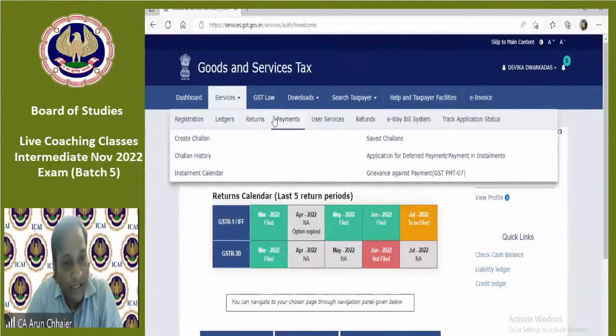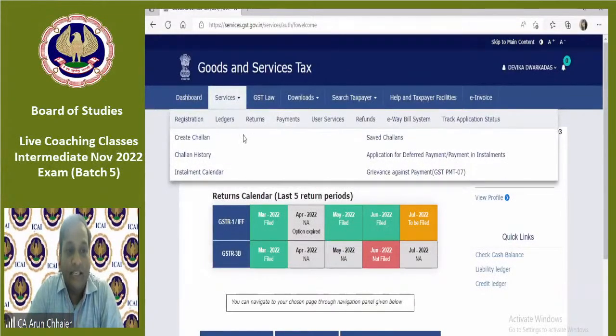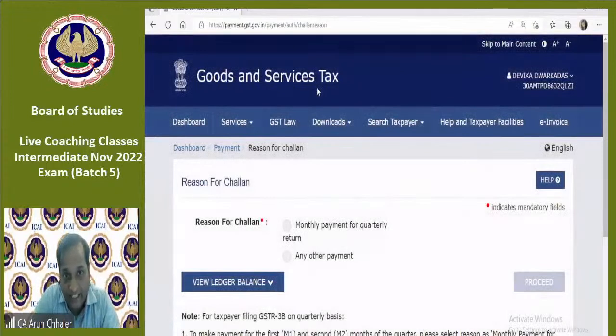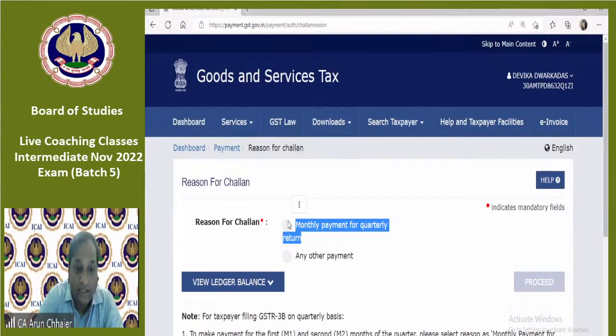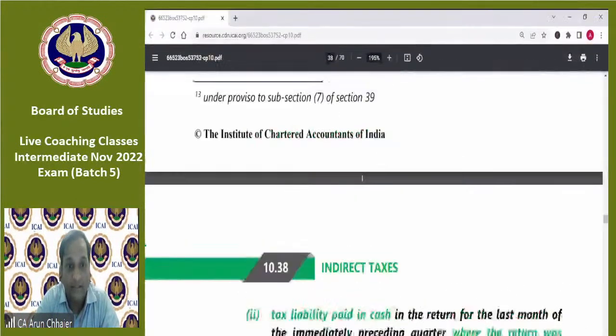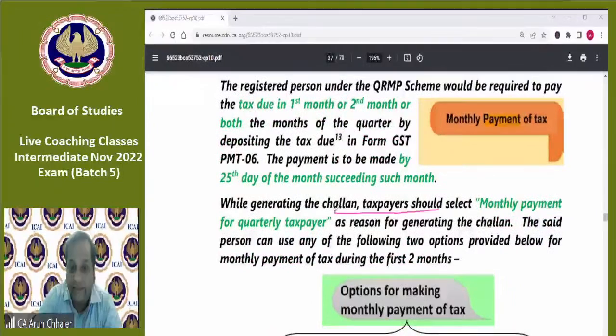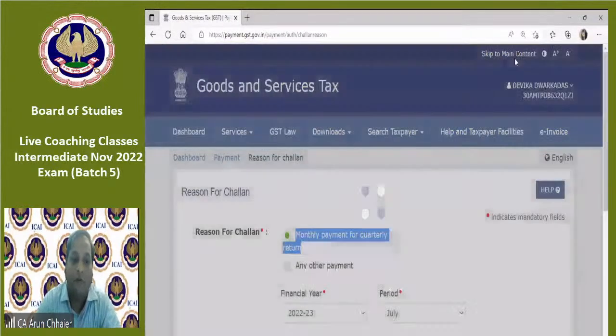Now, currently we are talking about how much we need to pay in taxes. Under the payment, you can see that there is an option, create challan. If I am a quarterly taxpayer, if I am QRMP, then you will select this option: monthly payment for quarterly taxpayer. Just go back to the study material. It says that while generating the challan, the taxpayer should select monthly payment for quarterly taxpayer.